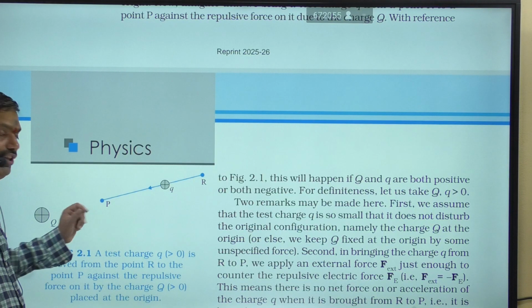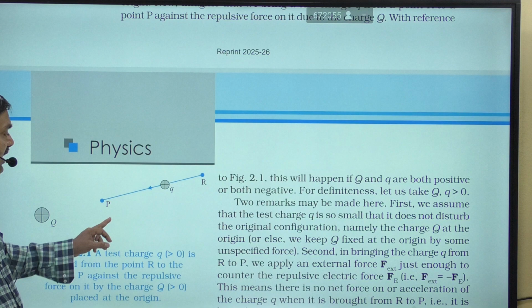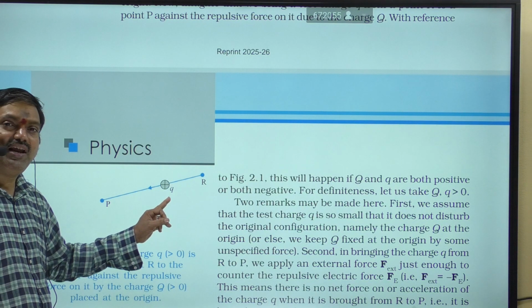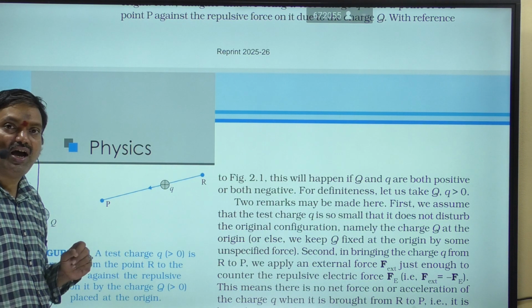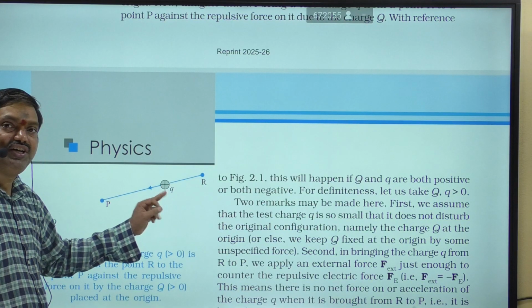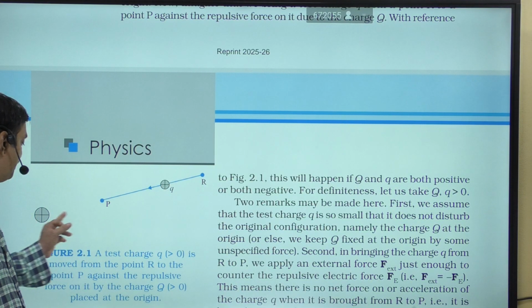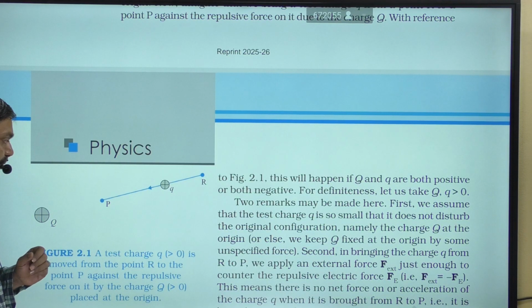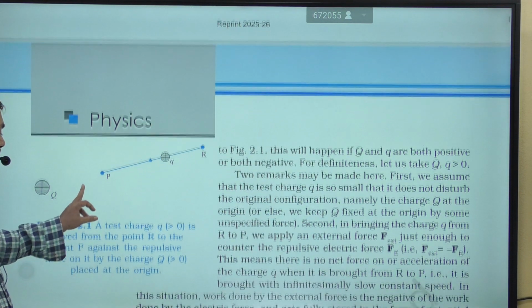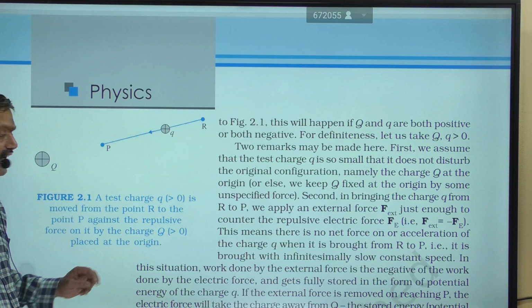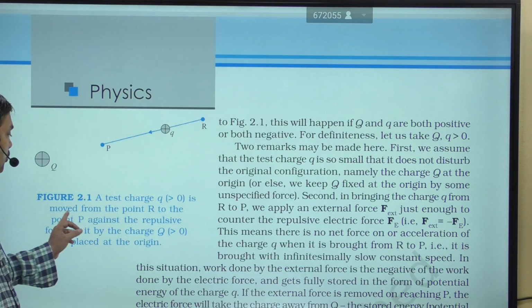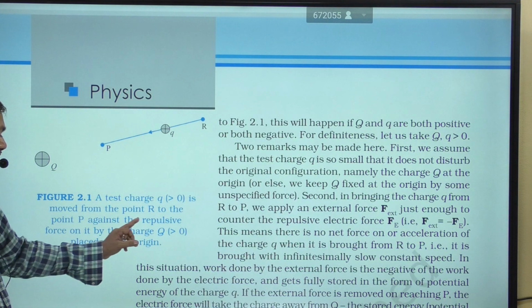In order to know the potential at this point, I am defining one more charge that is called the test charge. This small q refers to the test charge and capital Q is the given charge. Fine. So as you see here, a test charge q which is greater than 0 is moved from the point R to the point, against the repulsive force.